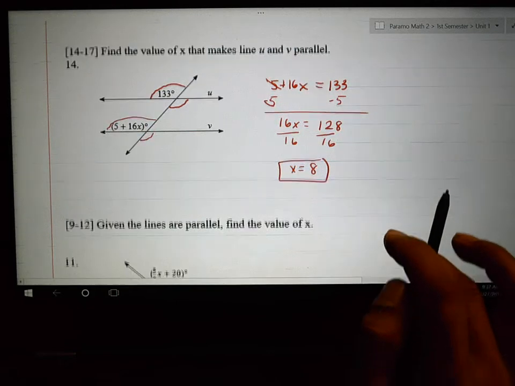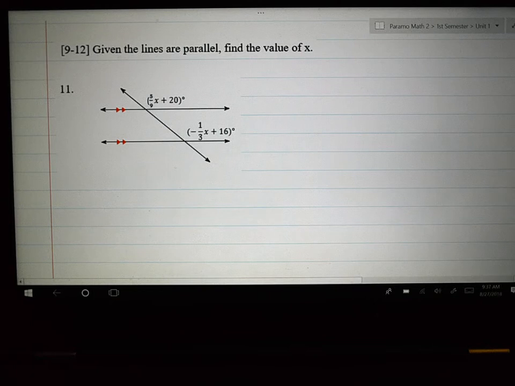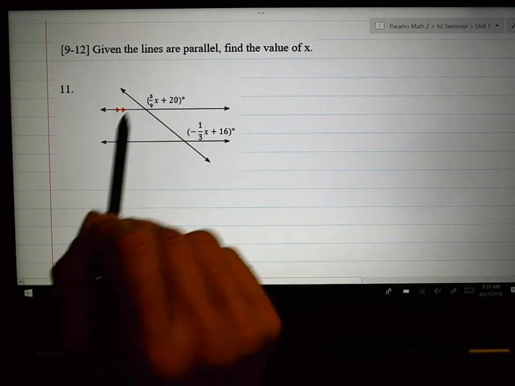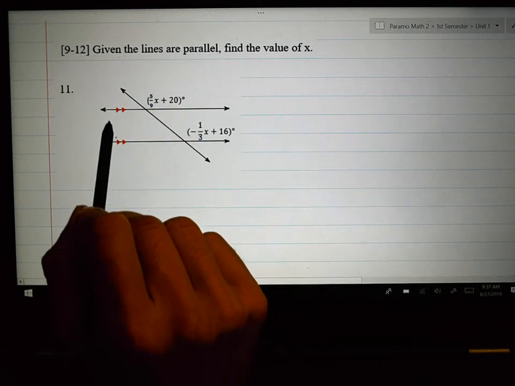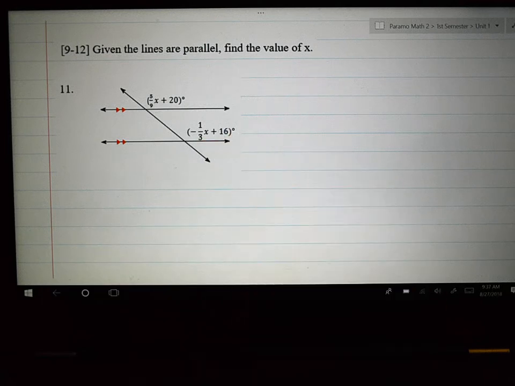So I did 14. Now, how is it going to get harder? I'm going back to number 11. I saved number 11 because number 11 has a fraction in it. And because it has a fraction in it, some of you get confused by fractions, so I wanted to show you how to do this with your calculator as well. Given the lines are parallel, see those double arrows like I showed you before? That means they're parallel to each other. Find the value of x.